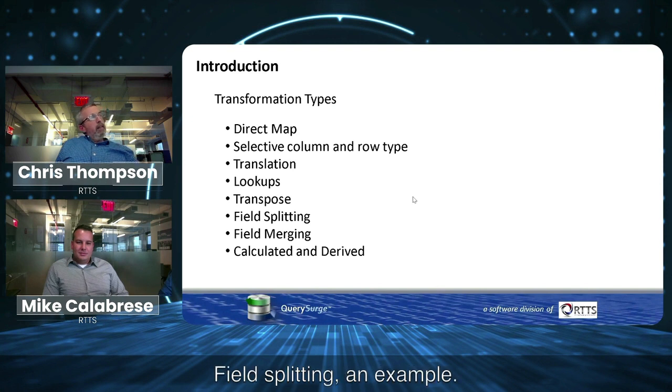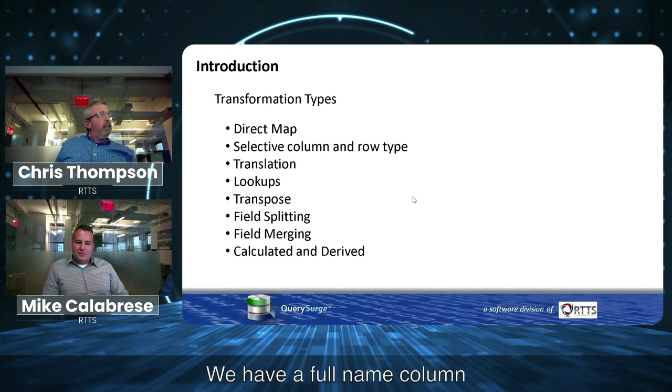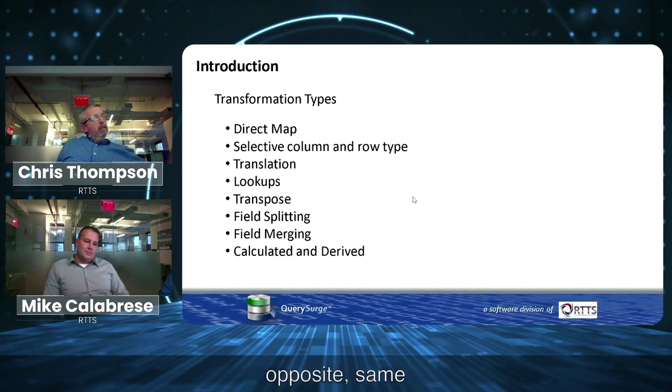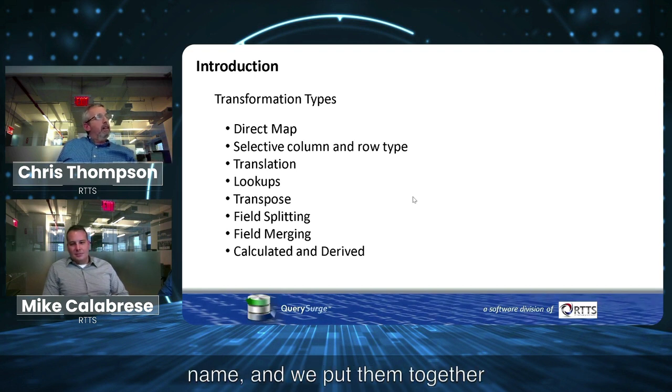Field splitting. An example of field splitting is, on the source side, we have a full name column where Chris Thompson is in that field, and we're going to split that into two columns, one for first name and one for last name. So it would be first name Chris, last name Thompson, so one column into two. Field merging is exactly the opposite. Say on the source side we have Chris Thompson, but it's in two columns, one for first name, one for last name, and we put them together on the target side.